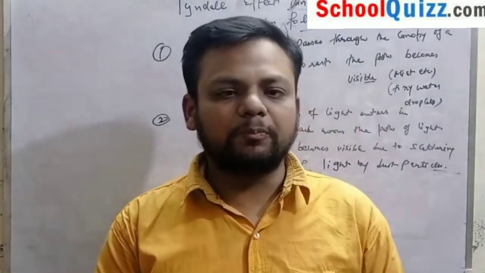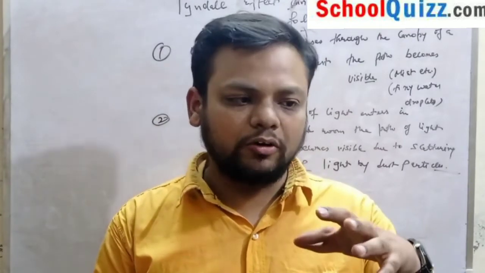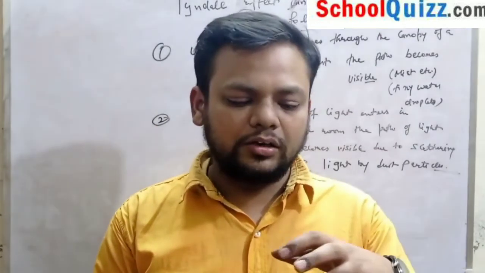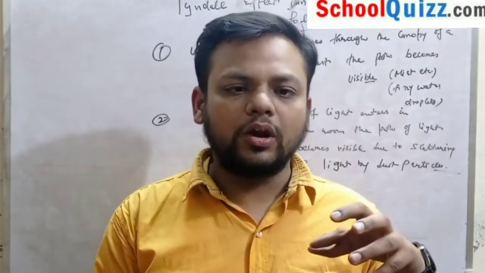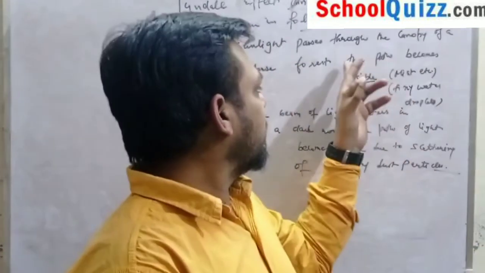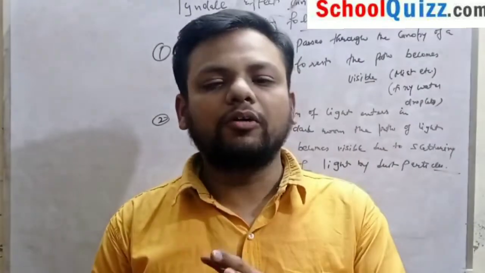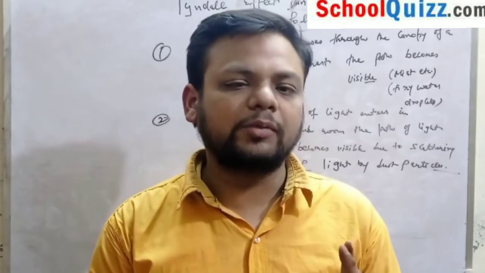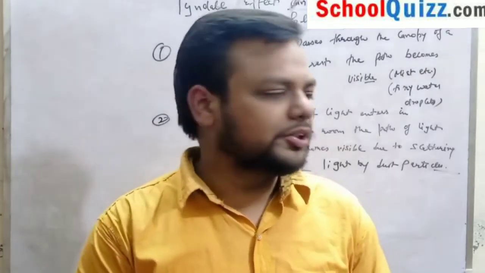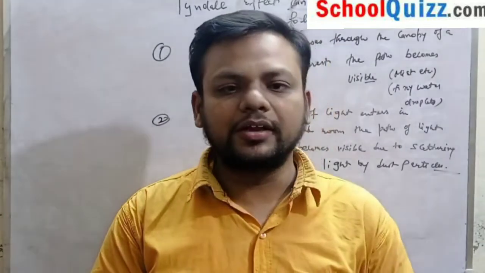And these are the two examples. First one is that the path of the light becomes visible when sunlight enters through a hole, and the path also becomes visible through the canopy of a forest due to scattering of light by water vapors, etc. So this is all for today's topic, that is Tyndall effect.